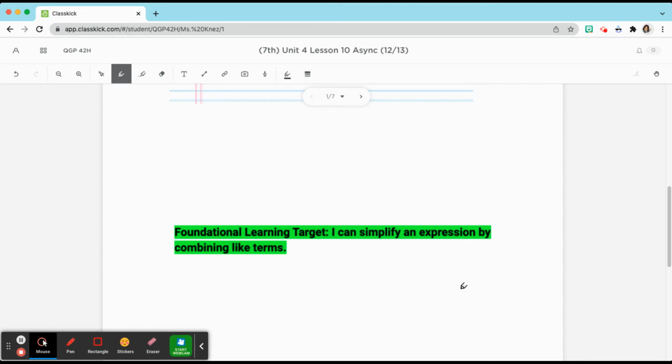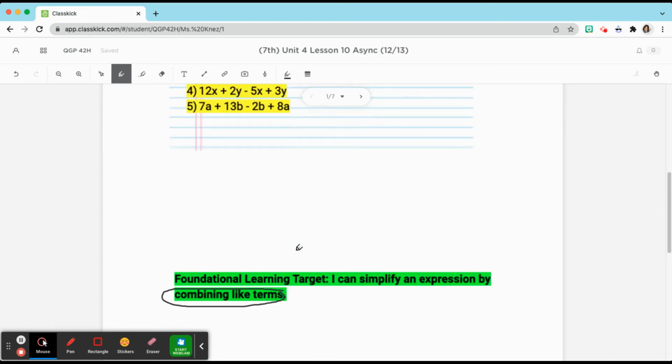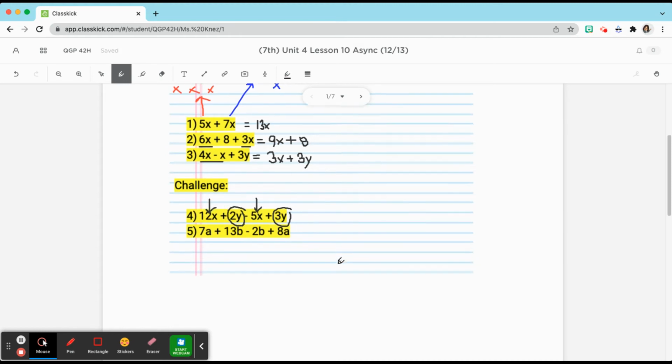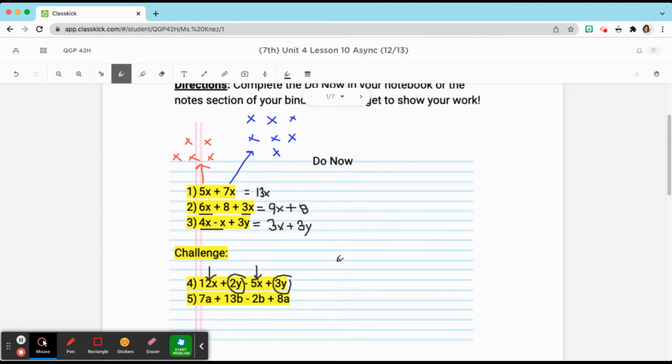This week's foundational learning target is I can simplify an expression by combining like terms. Combining like terms is what we just did. Terms like x and y would be like terms. For example, in this challenge question where you have 2y and 3y, and then you have the 5x and the 12x, you'll be able to combine the x's and the y's. This is something we'll practice for the rest of the week and then take our Foundations Quiz Friday.